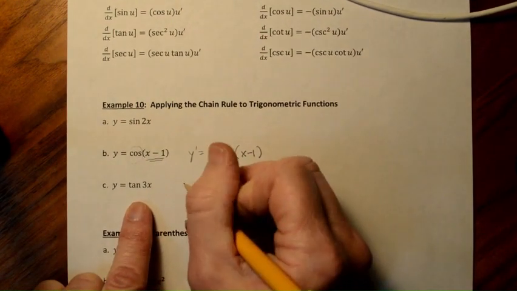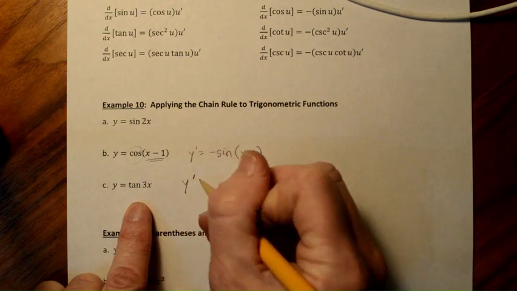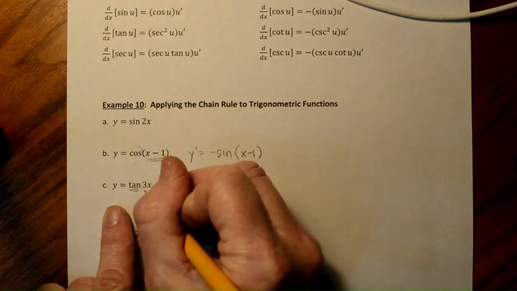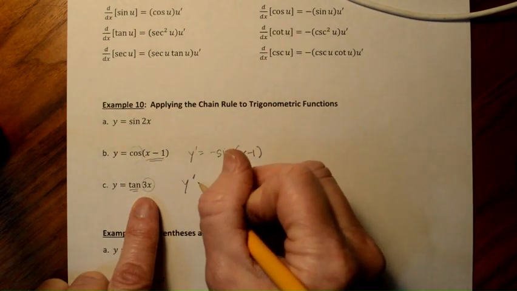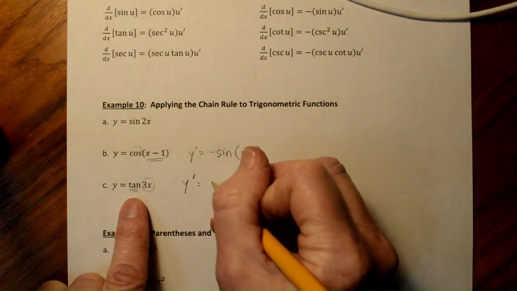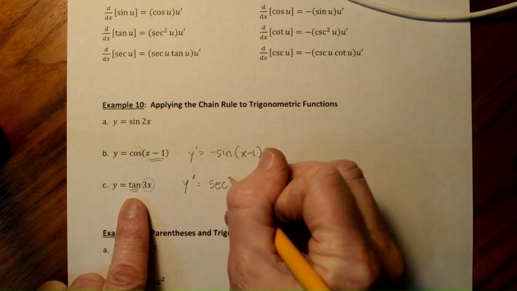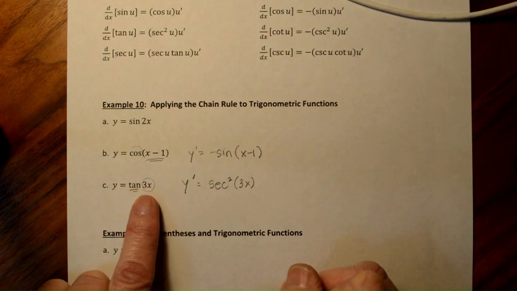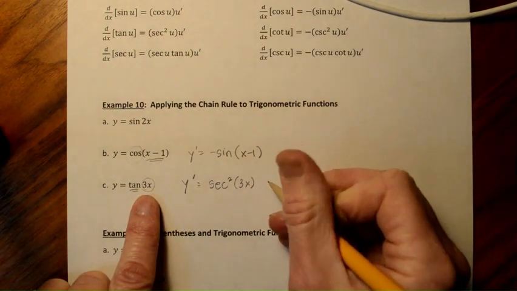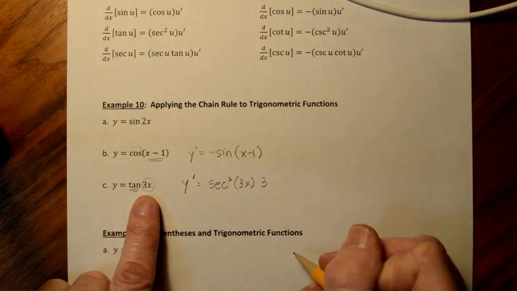All right, and then finally we've got y prime here, again, outer function, inner function, because that's not just an x. So the derivative of the outer function tangent is secant squared. We leave the inner function alone, and then we take the derivative of the inner function. So the derivative of 3x is 3.